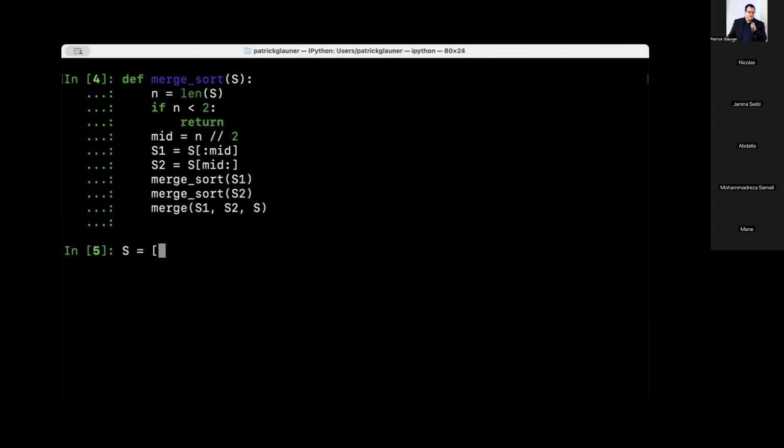We have a data set S, or before we called it data, and we call merge sort on the data.